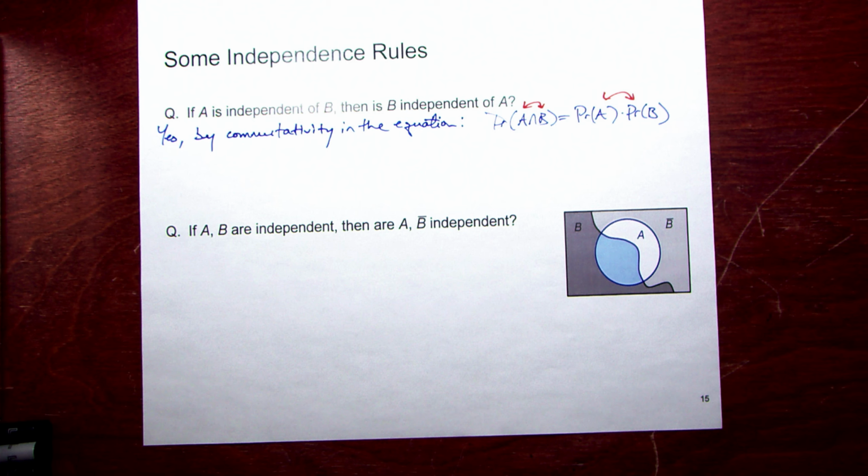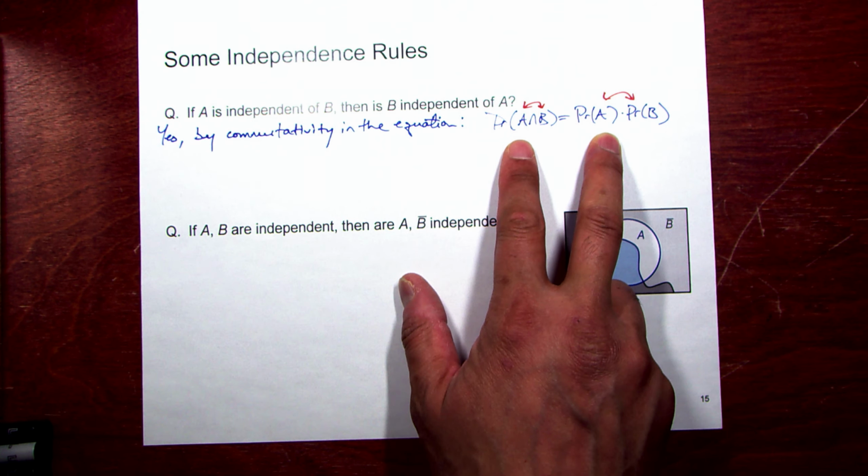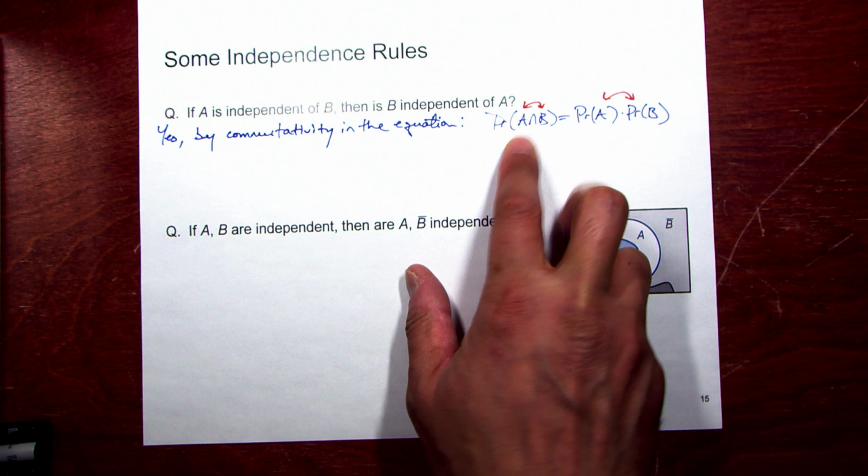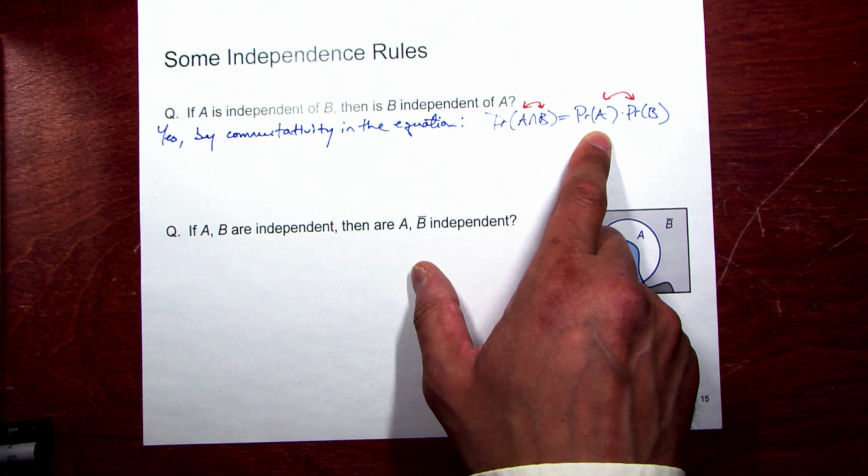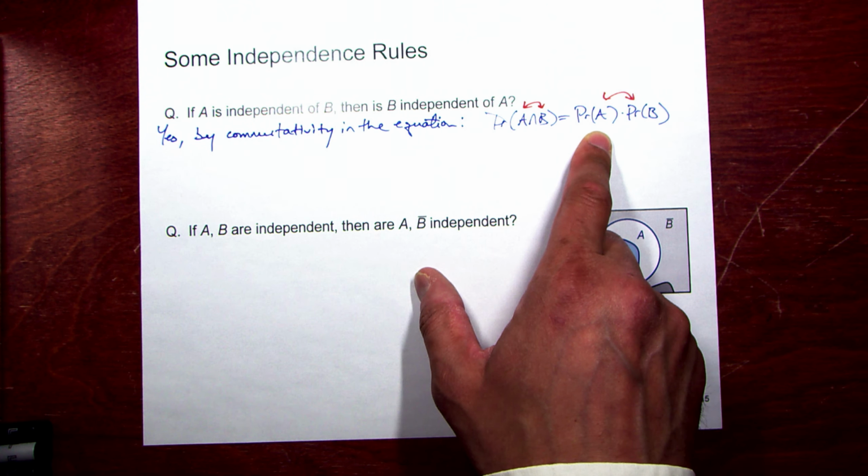What if A is the universe? So what happens to you? Why not? So if you look at the equation, let's just imagine A was the universe. Universe intersect B is B, and probability of universe is 1. So that gives you 1 times probability of B. So it seems to work out.